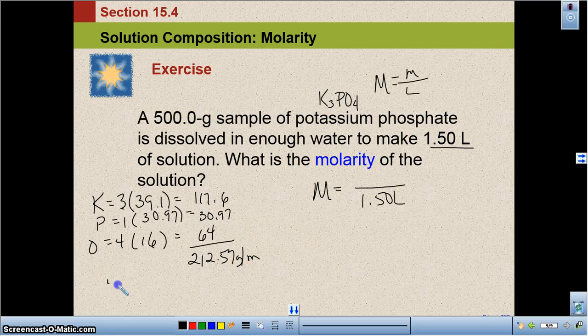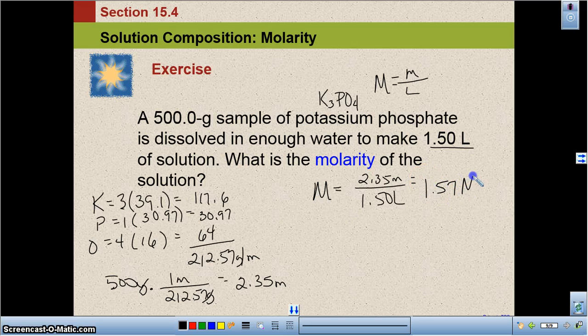So we're going to take the 500 grams, we're going to multiply it by 1 mole over 212.57 grams so that our grams cancel. 500 divided by 212.57 is going to be 2.35 moles. That's what we're going to put up here, 2.35. We're going to take that 2.35 and divide it by 1.5 and get a molarity of 1.57 molar solution. So the molarity of that solution is 1.57.